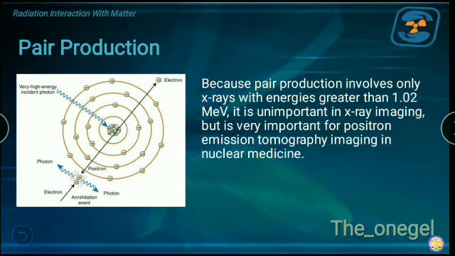Because pair production involves only X-rays with energies greater than 1.02 mega electron volt, it is unimportant in X-ray imaging. In diagnostic X-ray, our energy is only from 30 to 150 kilo electron volts, not mega. Therefore, it is unimportant in diagnostic imaging. However, it is important for positron emission tomography in nuclear medicine. It is called a PET scan. If you have heard of it, PET scan, positron emission tomography. That is one of the major contributions of pair production.